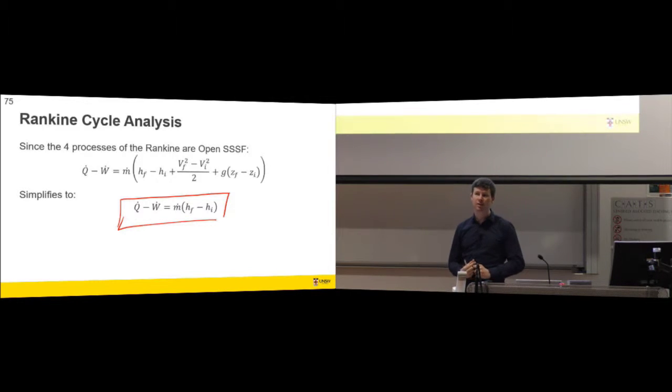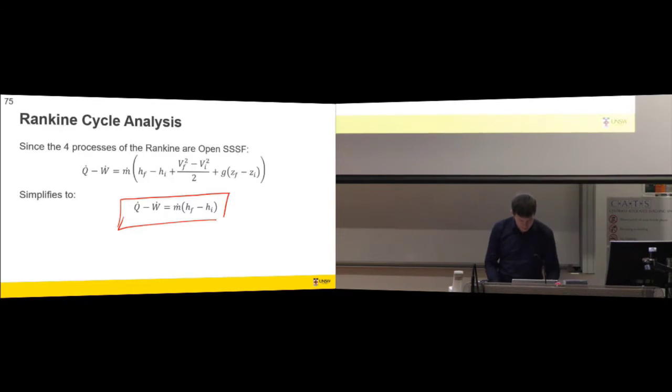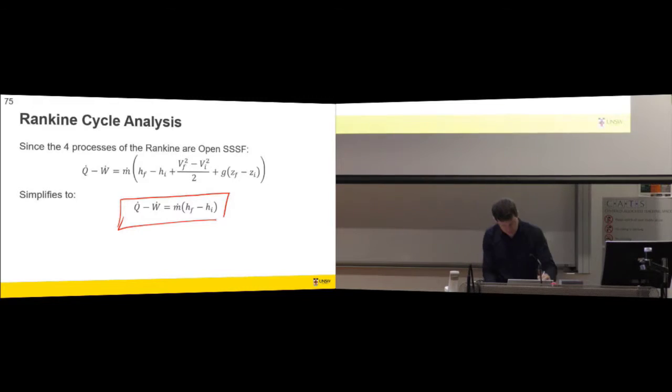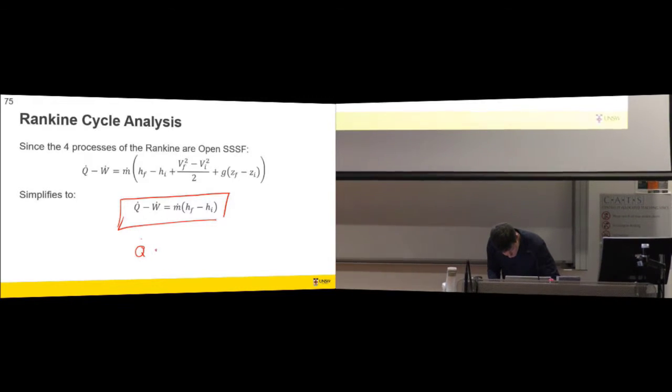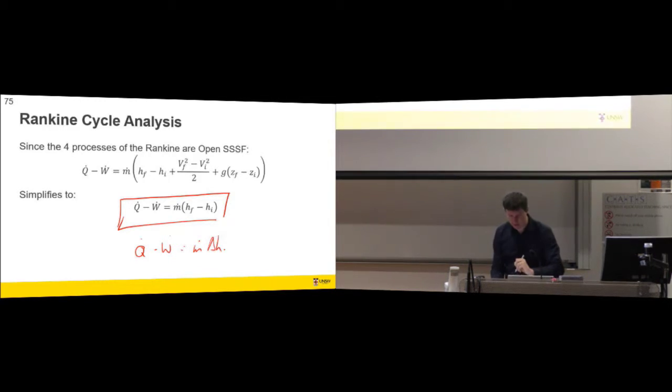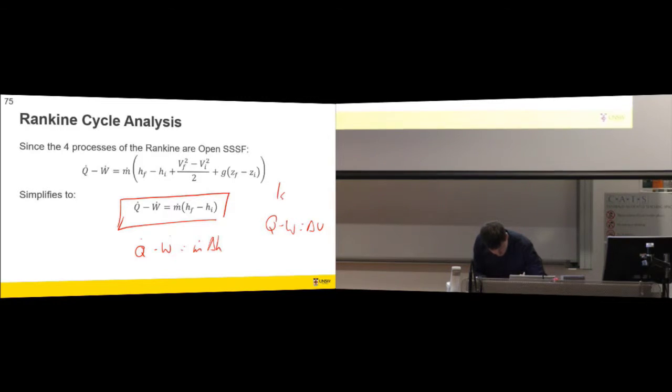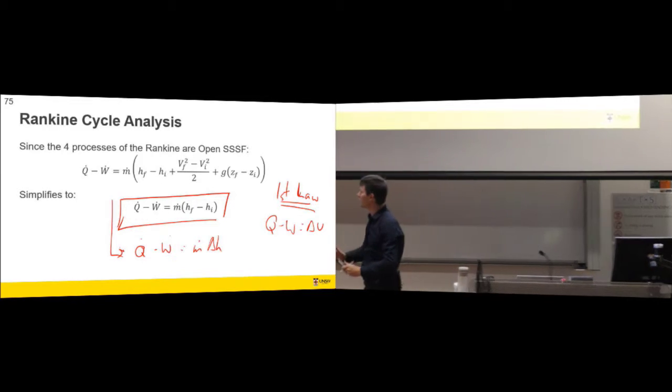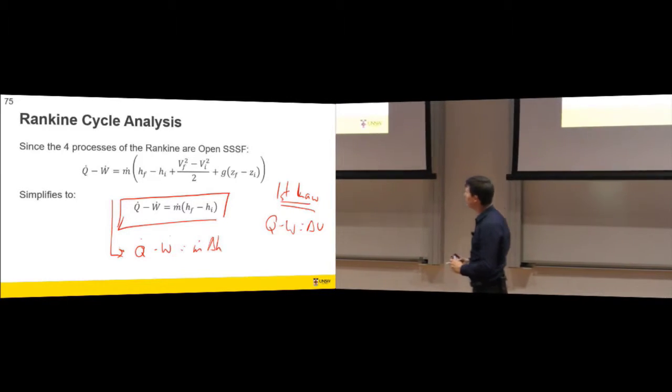I had someone ask a good question, right? For some cycles we seem to be doing Q minus W equals, in this case, m delta h, and some of the time we seem to be doing Q minus W equals delta U, right? So you might have thought that this was the first law, and locked that away in your memory as the first law. But then we come to our open steady state steady flow systems, and we're using delta h here, right?